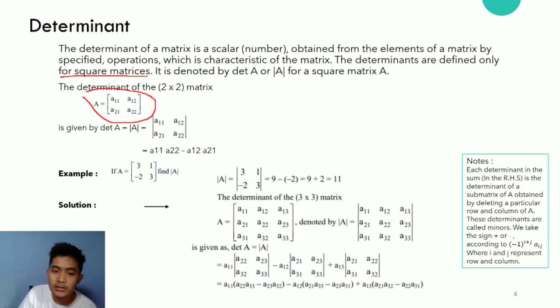Example: if A is 3, minus 2, 1, 3, find the determinant of A. And this is the solution of the example. You can see the example here, and we get the answer. Okay, this is the note of the determinant.